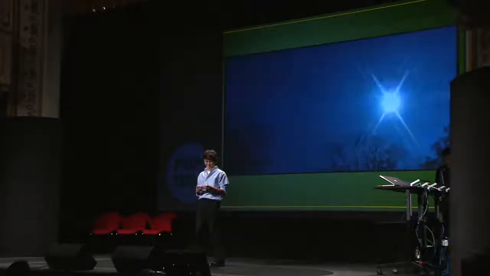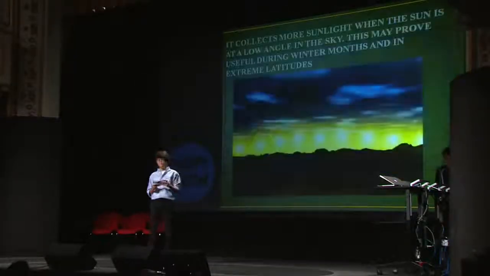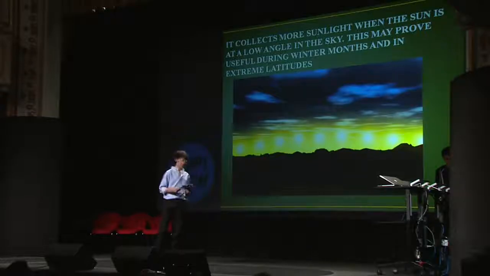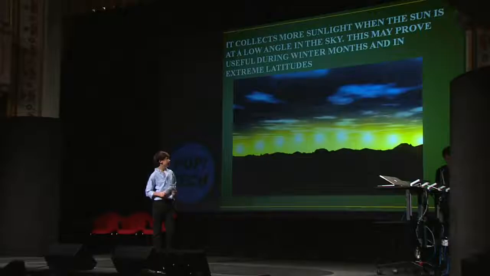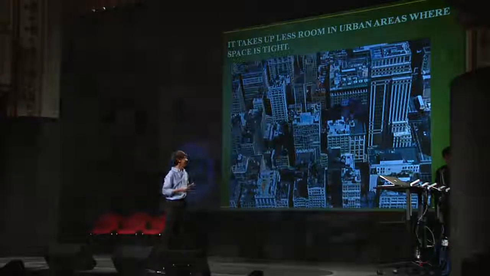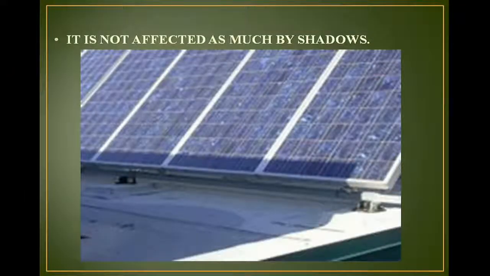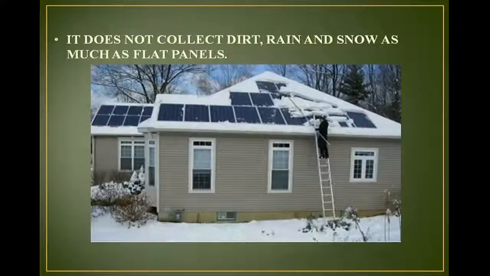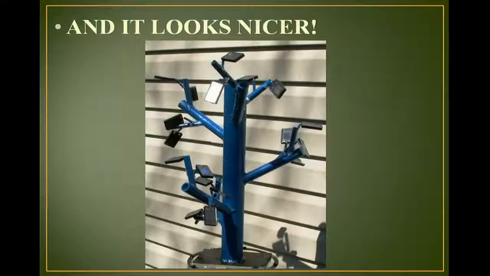My results suggest that the Fibonacci pattern can improve solar panel arrays in several ways. It collects more sunlight when the sun is at a low angle in the sky. This may prove useful for winter months in extreme latitudes. It takes up less room in urban areas where space is tight. It is not affected as much by shadows. It does not collect rain, dirt, and snow as much as the flat panels. And it looks a lot nicer.